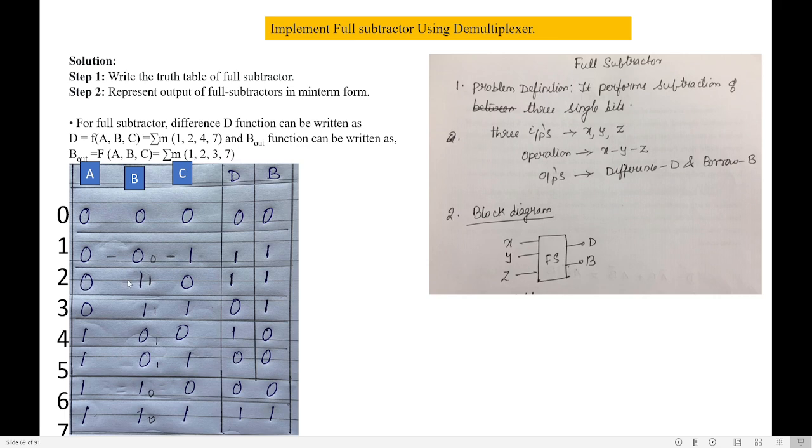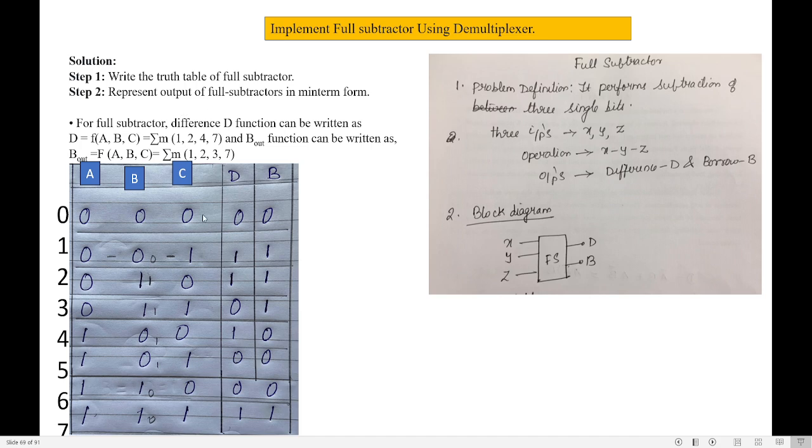Go for the next one. 0 minus 1. Again, you cannot subtract a higher number from a lower number, so you need to take a borrow. So borrow is 1. You know 0 minus 1 is minus 1. Ignore that minus, so it is 1. 1 minus 0 is 1. Similarly, 0 minus 1 is 1 with a borrow 1. 1 minus 1 is 0. Fill this whole truth table of the full subtractor.